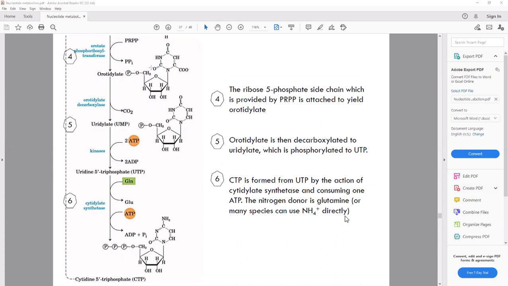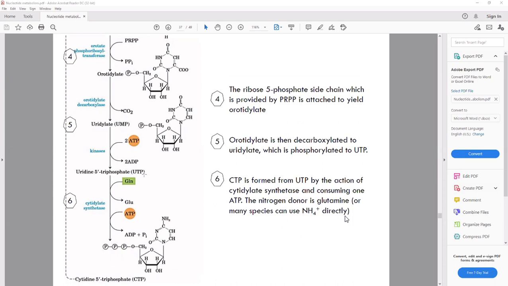Then this orotidylate undergoes decarboxylation, catalyzed by orotidylate decarboxylase. So now we have the first UMP. And this UMP is going to undergo two phosphorylation steps by kinase enzymes, which involve two ATP, meaning there are two phosphorylation processes, to form this UTP.